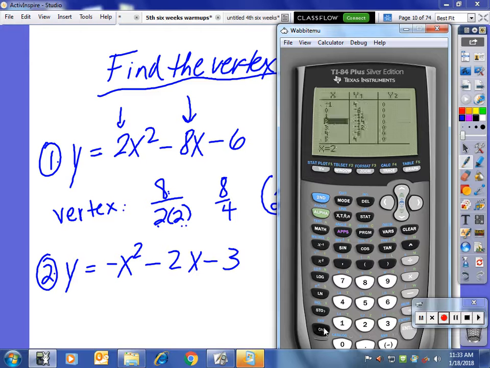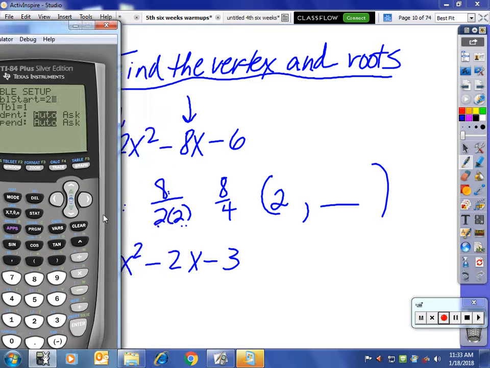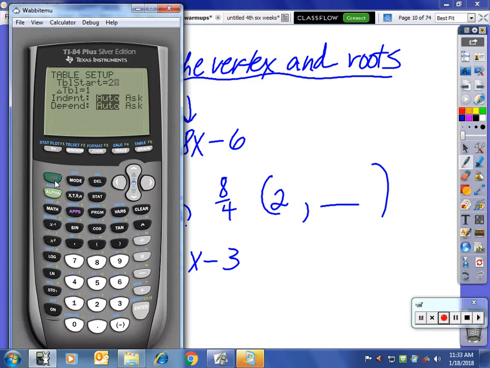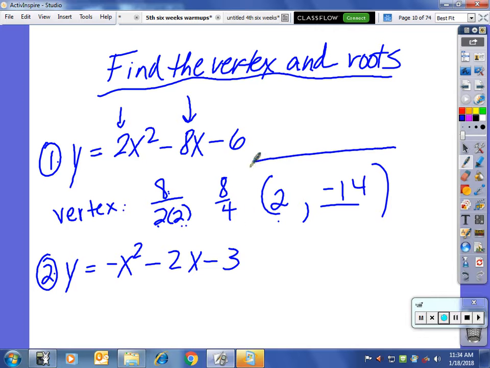The second part is what y goes with it, and now my calculator will help me. I go to y equals. I must put in the function rule: 2x squared minus 8x minus 6. I go to table set and tell it to start at 2 because that's my x value that I know. Then I look at the table of values. Whatever's across from 2, that's the other part of my vertex. So what's the vertex of this thing? The whole vertex is 2, negative 14. Remember, vertex is a point.